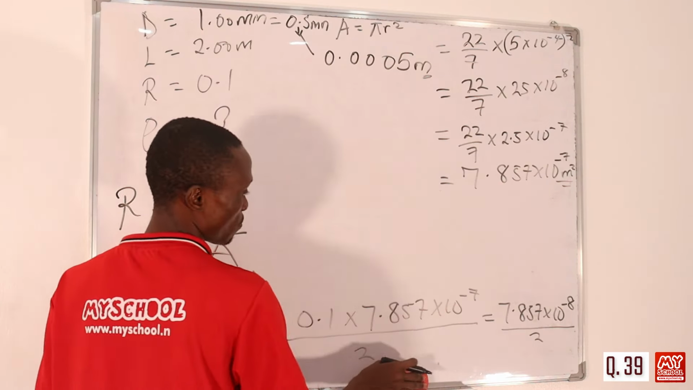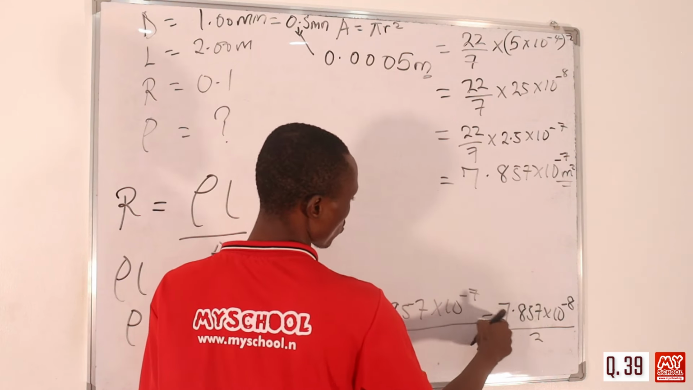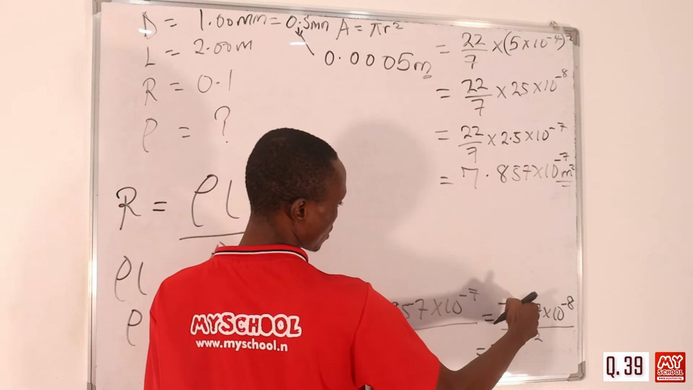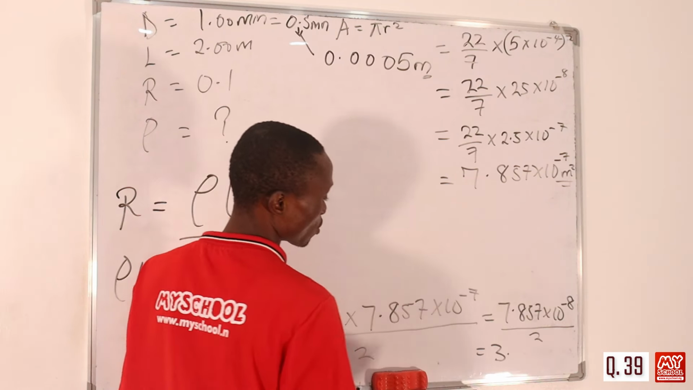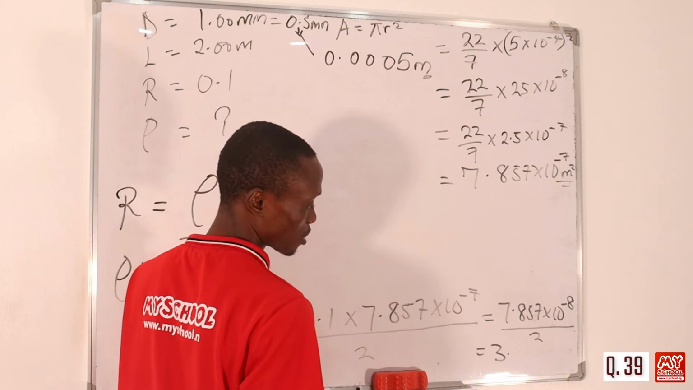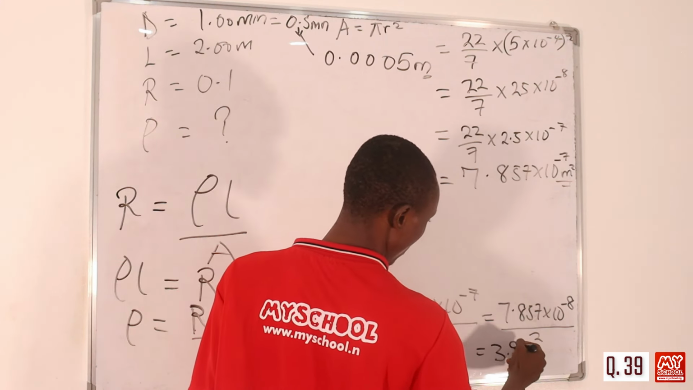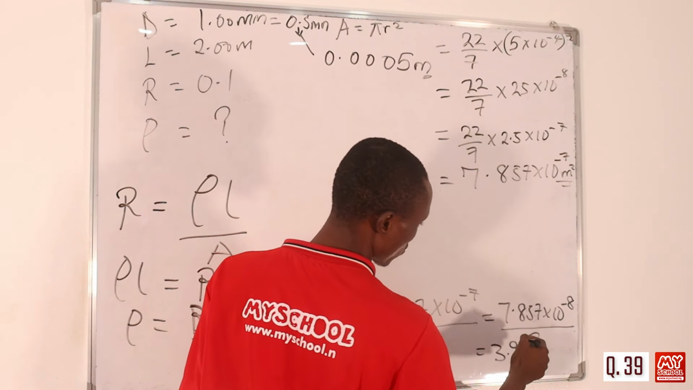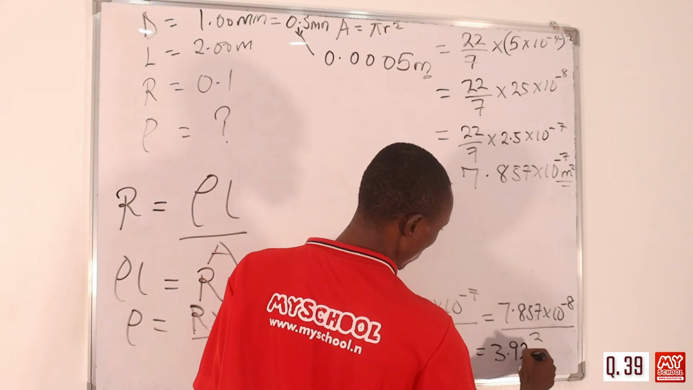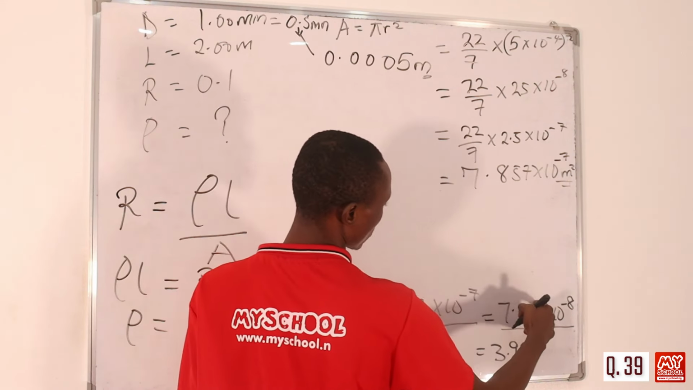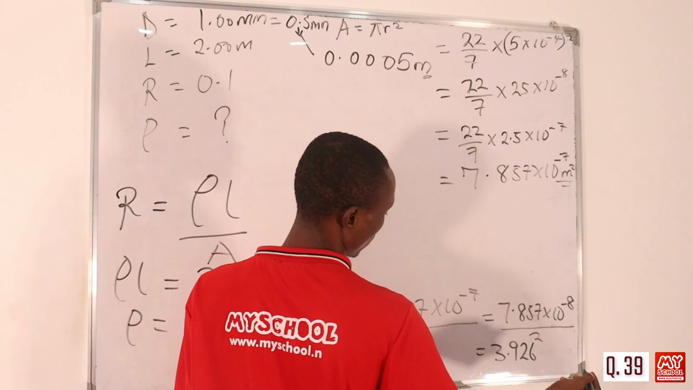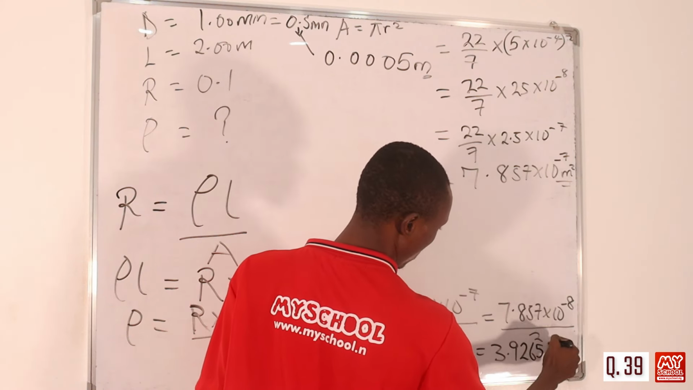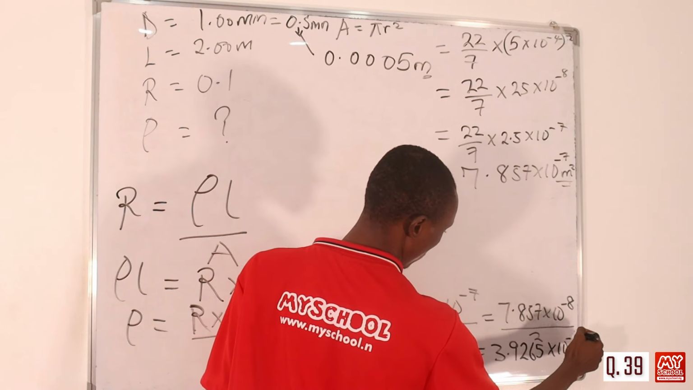So we can divide gradually. 2 into 7 will be 3 remainder 1. So we put our point. Then the one that is left, we put it here. So 2 into 18, that will be equals to 9. Then 2 into 5, that will be equals to 2, remainder 1. So 2 into 17, that will be equals to 6, remainder 1. So 2 into 10, that will be 5. We're having times 10 raised to power minus 8.